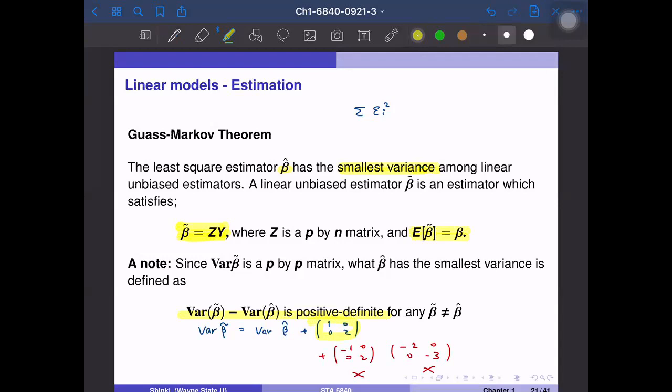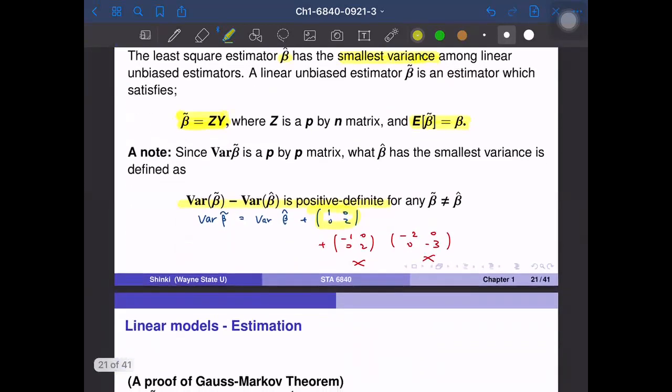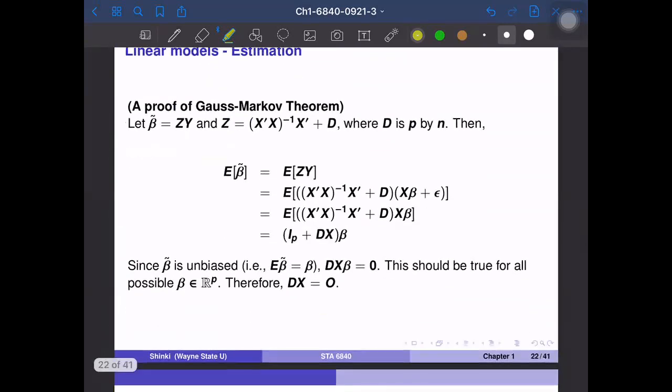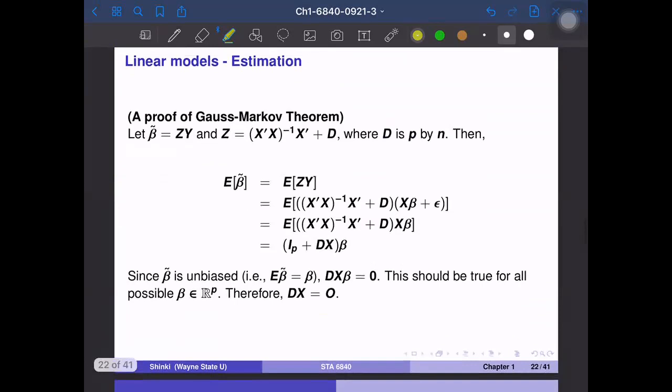So that guarantees any linear combination of beta hat, for example, beta naught hat plus 2 times beta 1 hat, has smaller variance than beta tilde naught plus 2 times beta tilde 1. So for any linear combination of estimates, the beta hat has better property. So next, proof. The proof also just uses some linear algebra and property of expectation and variance.